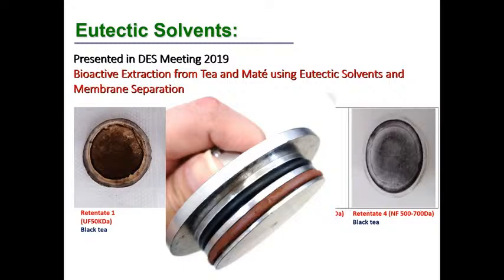Sadly, eutectic solvents do not interact only with plants, only polysaccharides, they interact with polymers. So we have a problem here. This polymer severed, eroded, with all this procedure, but we talked with the company, explained, and they gave us another one, another O-ring here.